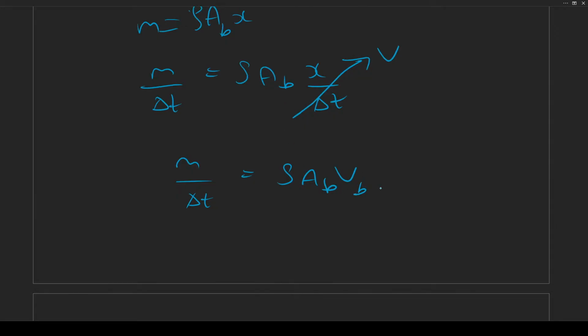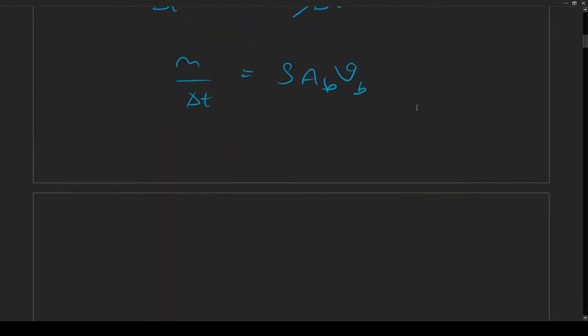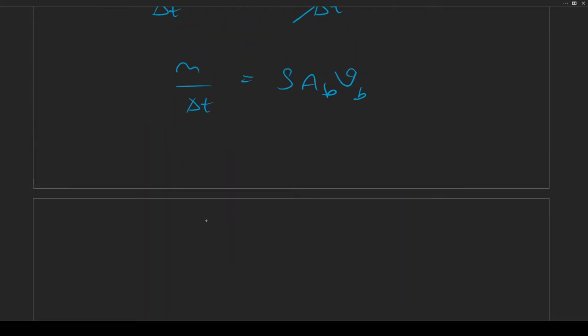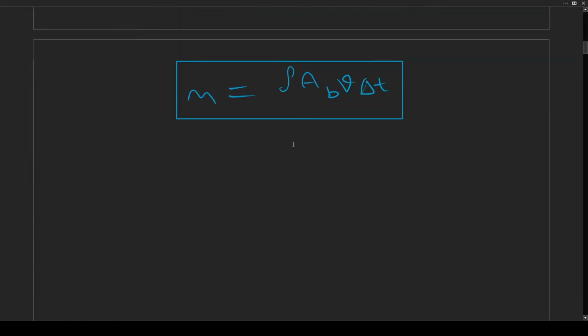Even for a streamline flow, it is not required that the velocity is always equal. This is velocity, the above one is volume. m by delta t is equal to rho A B v, the velocity at that particular plane. This is pure mass, and the mass of these particles will not change. It will always remain constant as per conservation of mass.